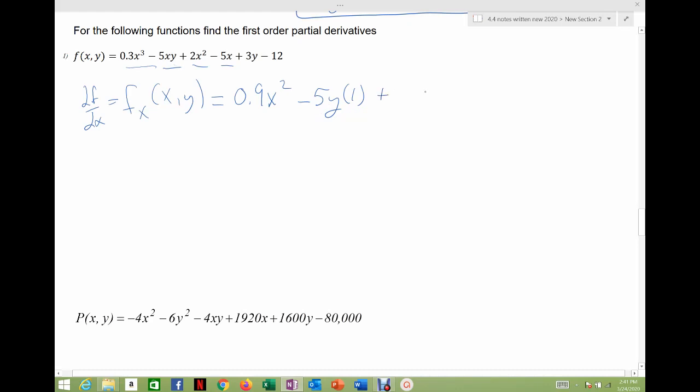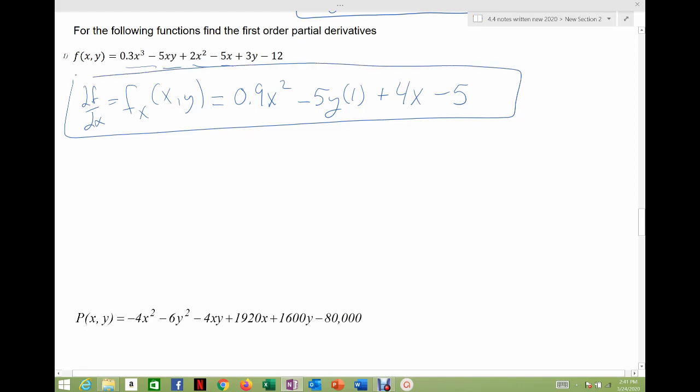All right, the next term is 2x to the second, which is 4x to the first, and then the next one is negative 5x. The derivative of that with respect to x is negative 5. There's no x value in 3y, so it zeroes away. No x value in the 12, so it zeroes away. And so there's my first order partial derivative with respect to x. All right, now I do the same thing with respect to y.